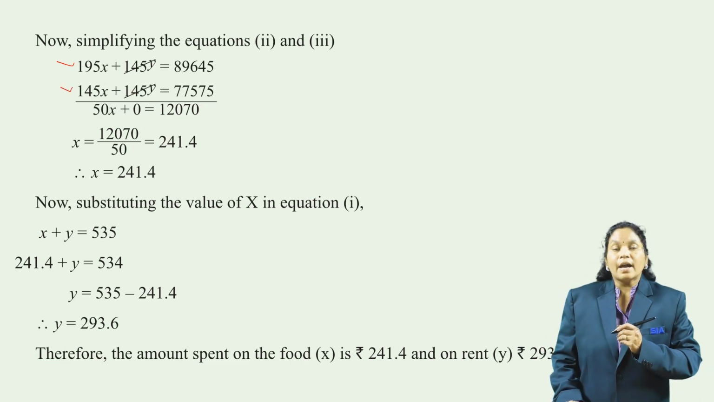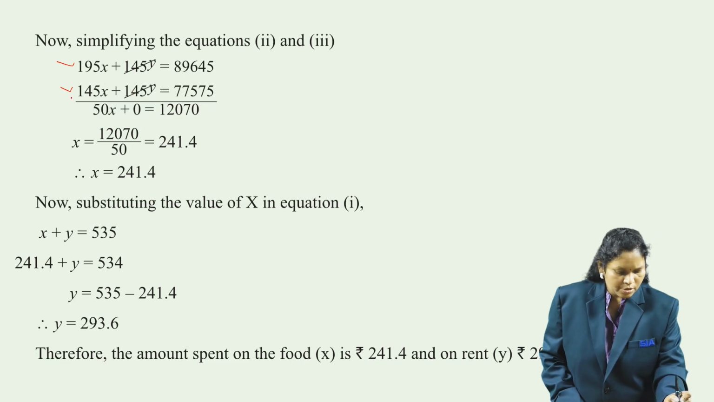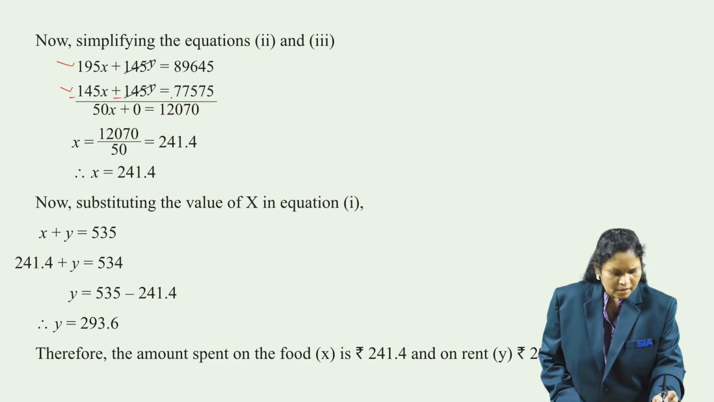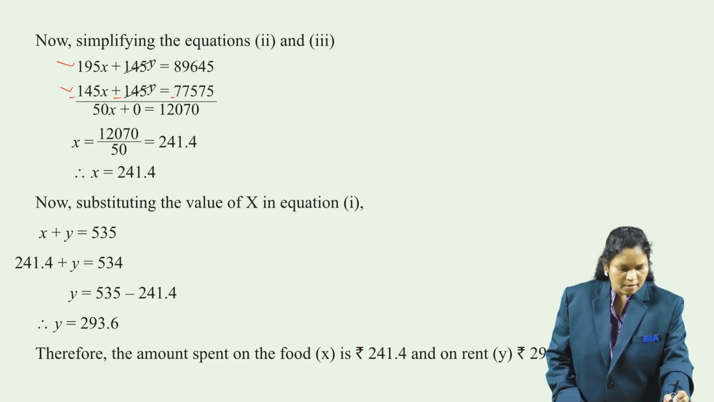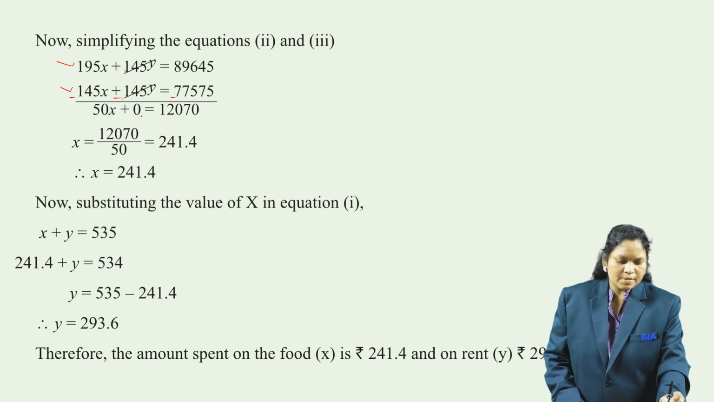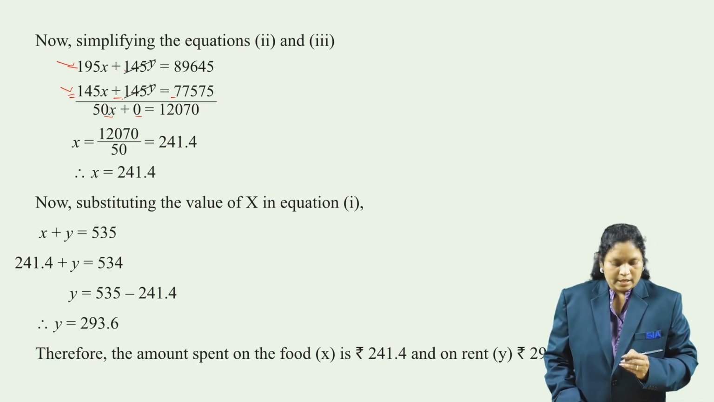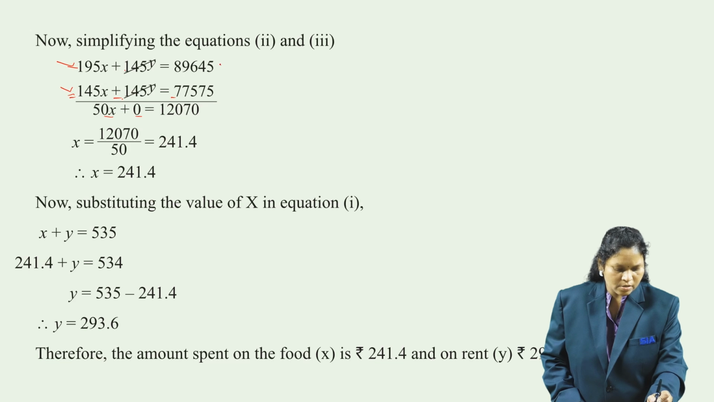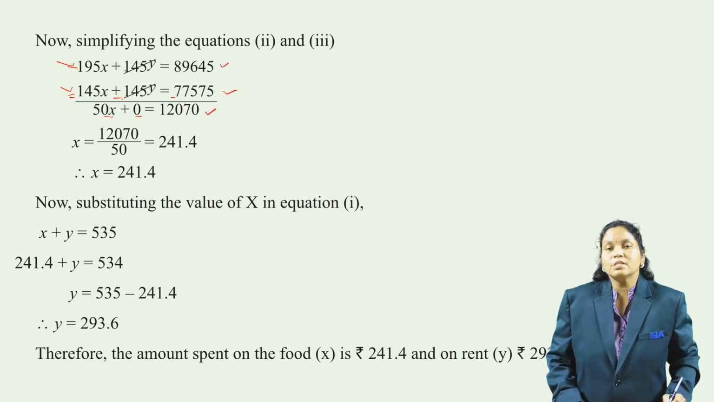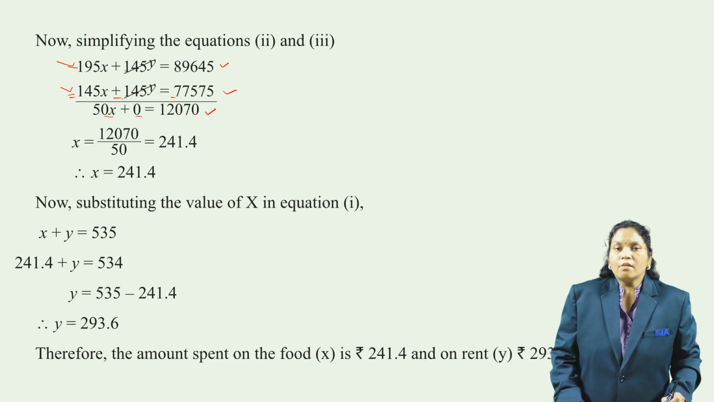Now we have to do the subtraction. So, introduce a minus sign here. Now, check it out. 145y minus 145y cancelled and it becomes 0. Now, first term 195x minus 145x, you do, 50x we got. Now, on the right hand side also, this value subtracted from this value, we got the answer as 12070. Okay, so this is how we'll solve it.